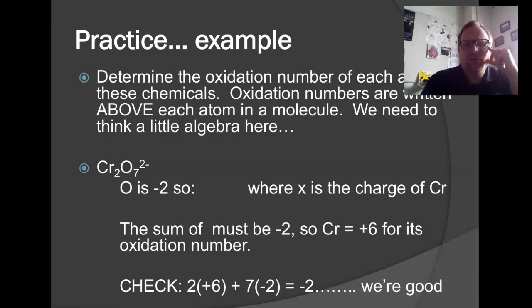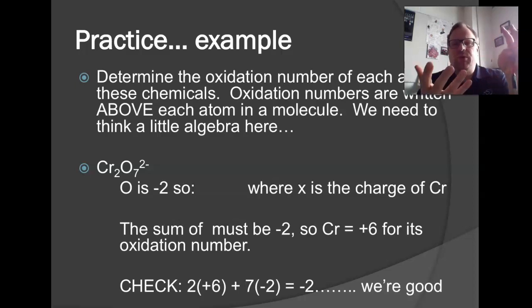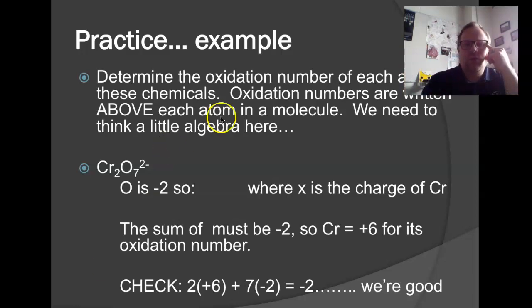So if we want to determine the oxidation number, when we're dealing with a particular compound or a redox reaction, and we're trying to figure out what's being oxidized and what's being reduced, we're going to assign oxidation numbers to each of the atoms in that reaction, and then we're going to be searching to see if those oxidation numbers change between reactants and products. So we're going to get in the habit of assigning oxidation numbers to each atom in the chemicals.